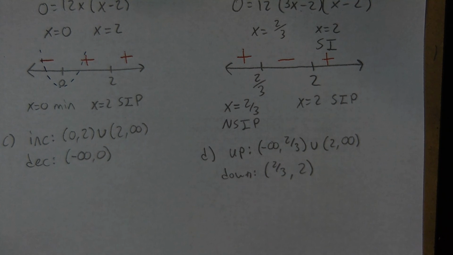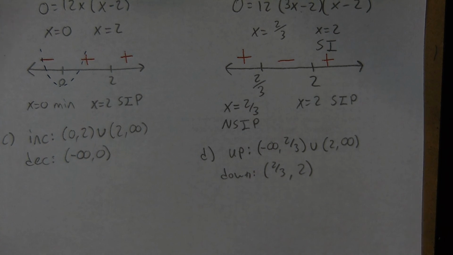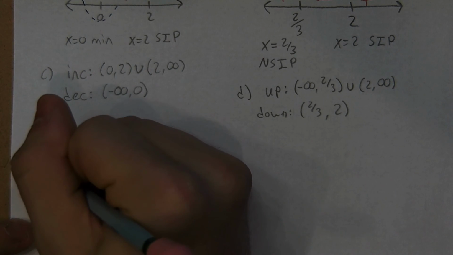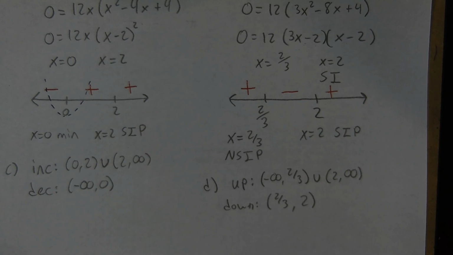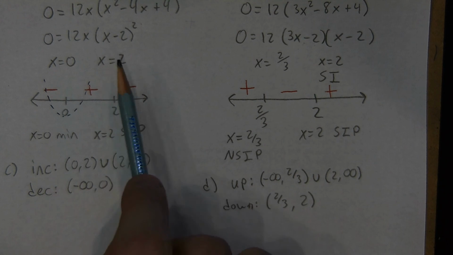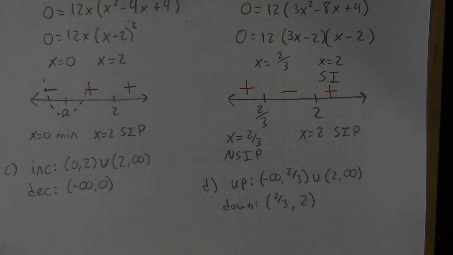Part D is finished. The hardest part, part E, sketching the function, showing features that you found. Here we go. E. There are 3 x values that mean something important to me. I forgot, this one's repeated. So we're looking at x equals 0, x equals 2, and x equals 2/3.